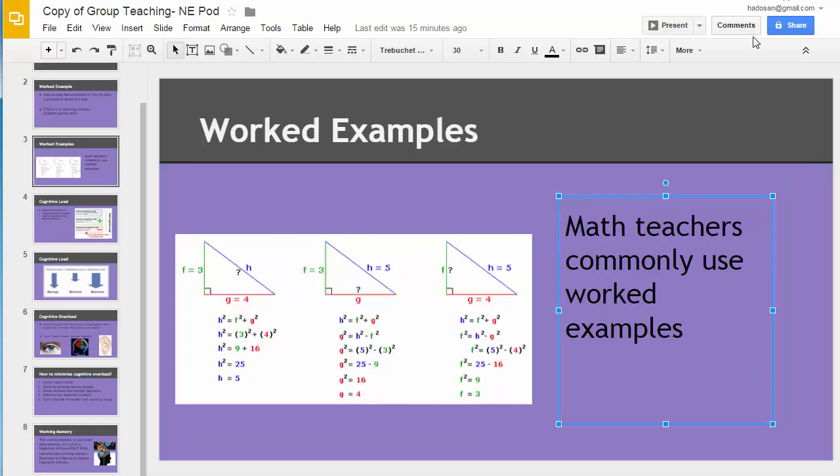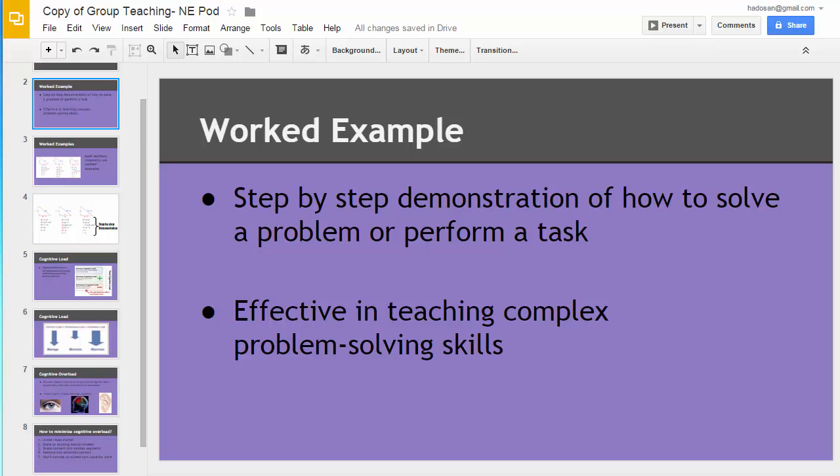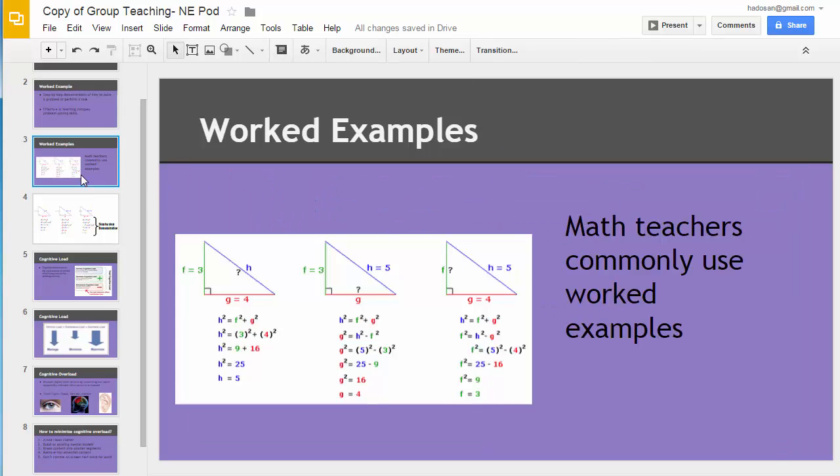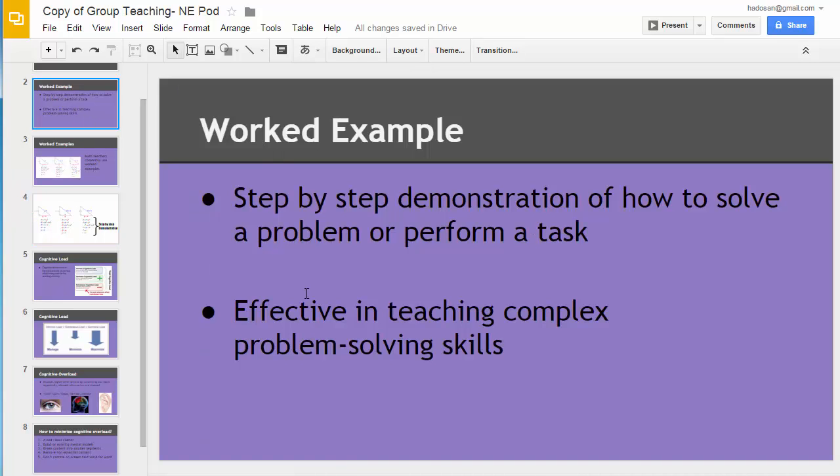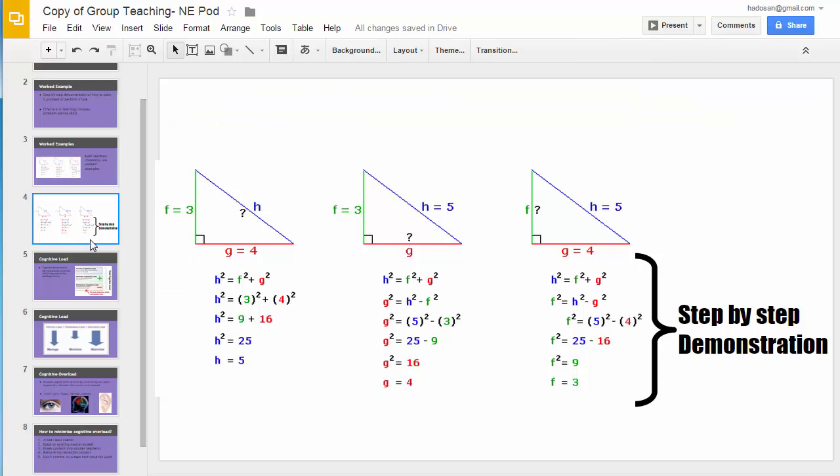It also goes along with this text here, but if that's the case, combining this graphic with the text, this text and previous text may be a better idea. So rather than showing or explaining this definition in two steps, step 1 and step 2, you might want to combine them together and do something like this. So it's a step-by-step demonstration. You could also add this text, effective in teaching complex problem solving skills, on this slide, to this slide, or you can just mention it.